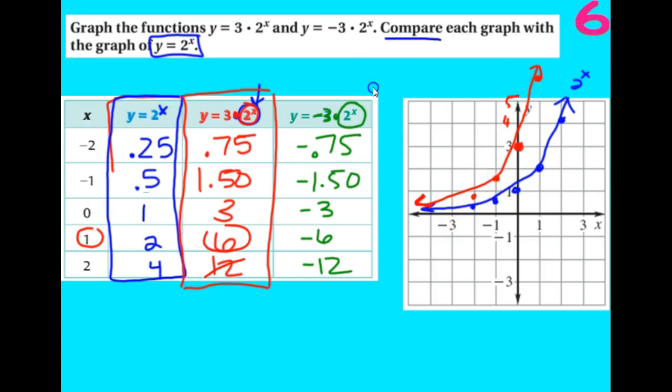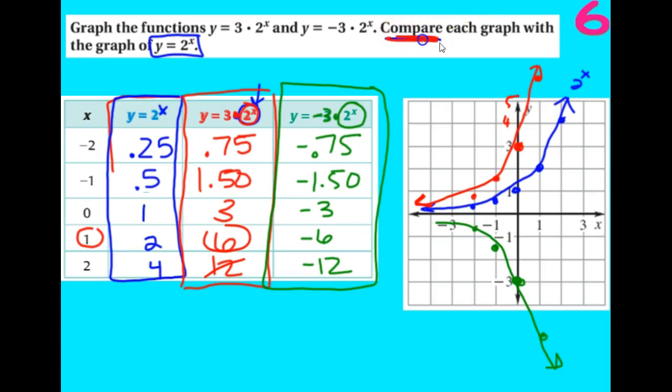And then the last one, as you can tell, this one has a bunch of negatives, so it's going to be on the negative side. So at 0, we're at -3. At 1, we're at -6, which isn't going to be on our graph here. At -1, we're at -1.5. And then at -2, we're at -0.75. So this one again is the same as the red one, except it's flipped upside down.